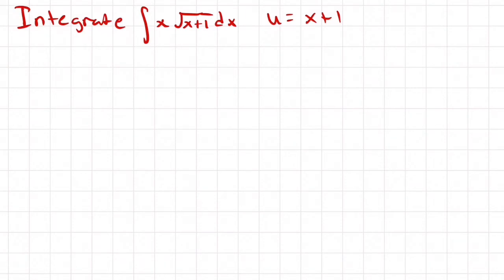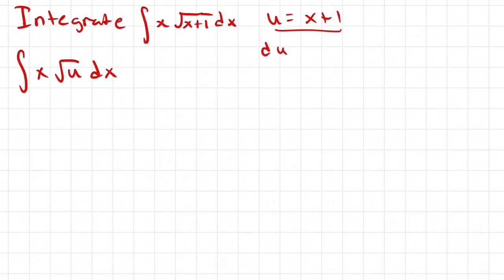Now we can rewrite the integral as the integral of x multiplied by radical u being integrated with respect to x. Now I'm going to look at this u equation right here, and I'm going to differentiate it. So when I differentiate it, I get that the derivative of u with respect to x is equal to 1. Now we're going to isolate for dx. The way I'm going to do it is I'm going to be multiplying both sides by dx.